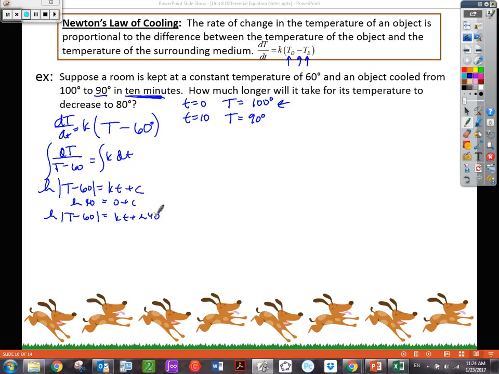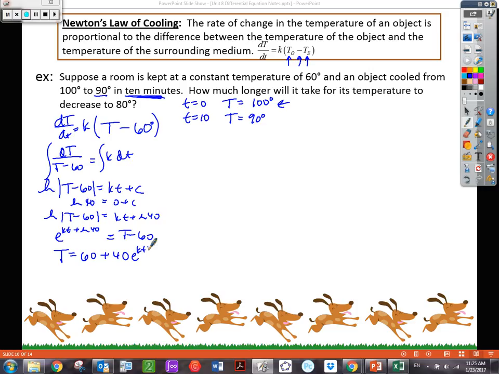We solve for big T. So e to the kt plus ln 40 equals T minus 60. Recall this ln simplifies basically, and we're solving for T. Hopefully this isn't too stressful. I'm going to do a couple of algebra steps at once. I'm going to move the 60 over, and I'm going to simplify this to 40. So big T should equal 60 plus 40e to the kt.